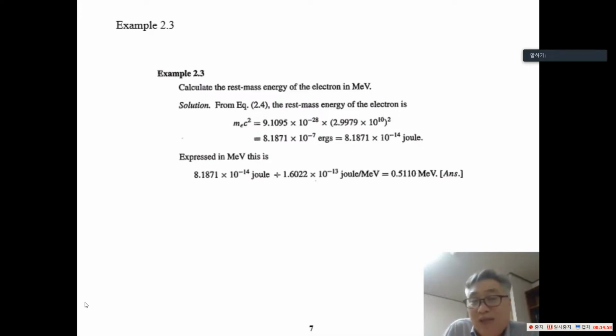So this is the rest mass energy of the electron. When the electron disappears and the energy is released, then we get 0.511 MeV. Okay?